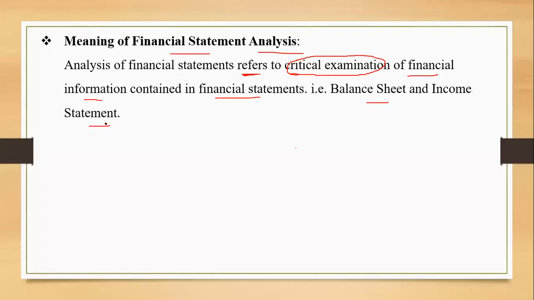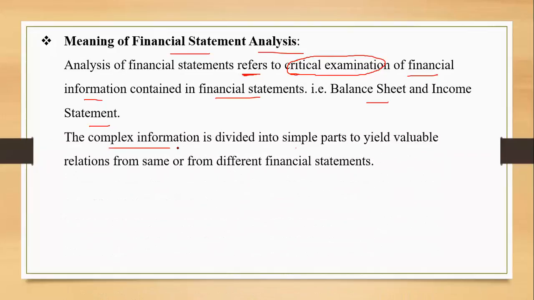How is it to be done? Let us see that. The complex information is divided into simple parts to yield the valuable relation either from the same statement or from different financial statements. Okay, whatever the information is there, that is always complex in nature, that is not easy to understand. So to have some valuable relation, okay, from the same statement or from different statements, what is our job? We simply need to divide that complex information into simple parts.